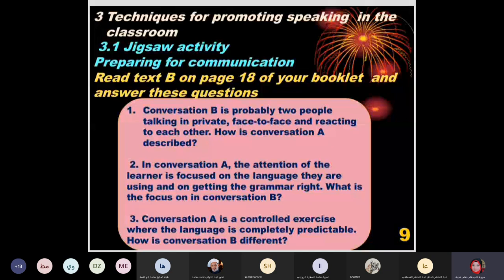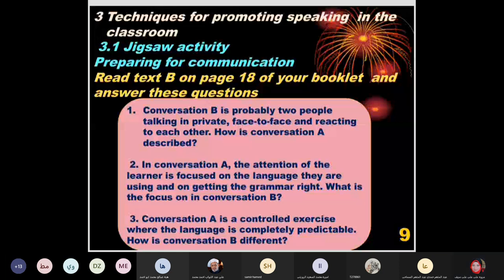In conversation A, the attention is paid to structure, the grammar. What is the focus in conversation B? Conversation B sheds the light on real communication. What is he concentrating on? Grammar, correctly. No, it isn't. Getting the grammar right is in conversation A. We are speaking about conversation B.